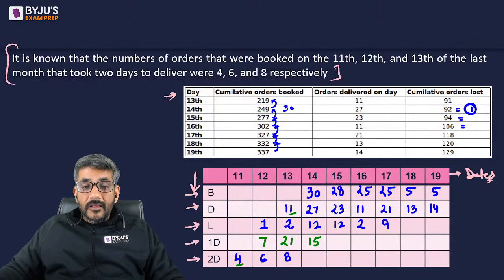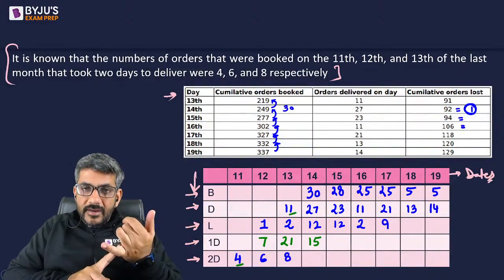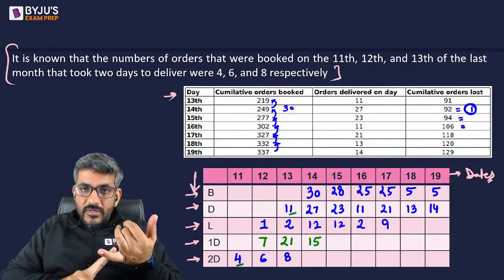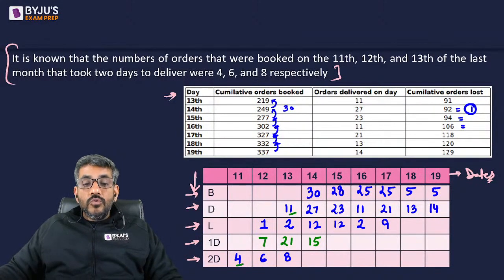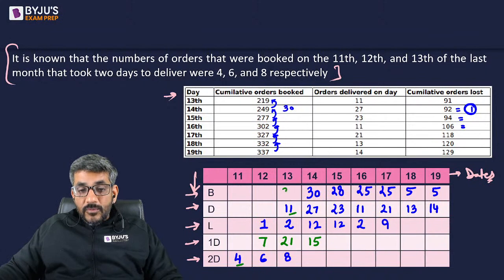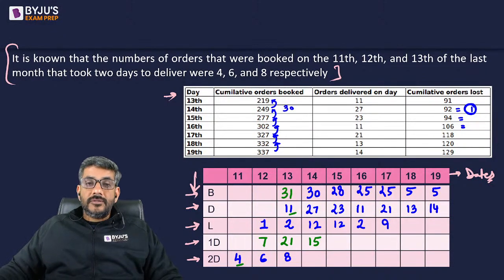What else? What is the number of orders booked on a particular day? The number of orders booked on a particular day are either delivered after a day, or delivered after 2 days, or they are lost. So when I talk about 13th, 2 were lost, 21 are delivered after 1 day, 8 were delivered after 2 days. So 2 plus 21 plus 8, that is 31 orders were booked. Exactly the same for 12th.